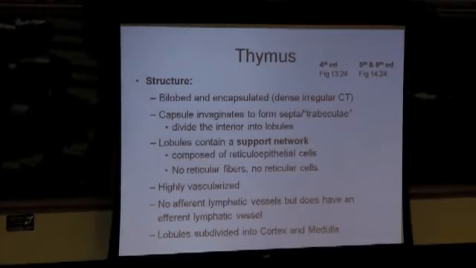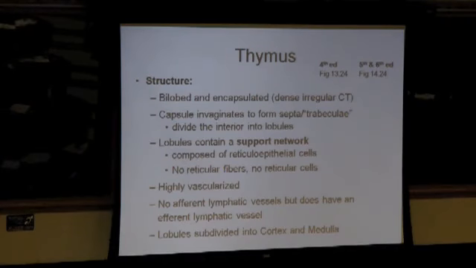All right. So you have a structure that is encapsulated, has septa or trabeculae that break it up into lobules, not nodules. Basically the lobules contain a support network, but that support network is not composed of fibers. It's actually composed of cells. These cells are called reticuloepithelial cells or epithelioreticular cells, depending on which source you go to. We'll go with reticuloepithelial cells, because that shortens to RECs. So no reticular fibers, no reticular cells. What we have instead are reticuloepithelial cells, which have properties of epithelial cells and properties of reticular fibers, which is probably why the name came along.